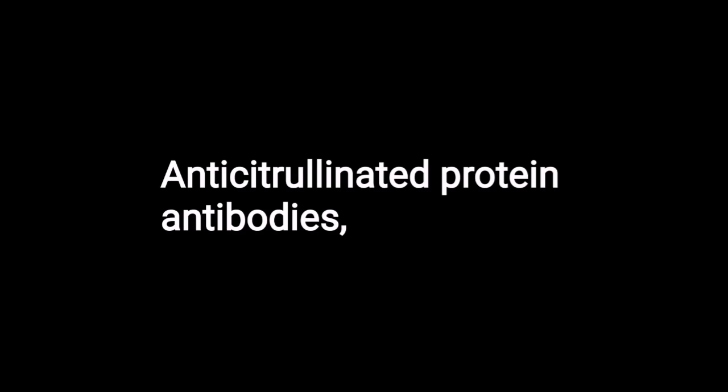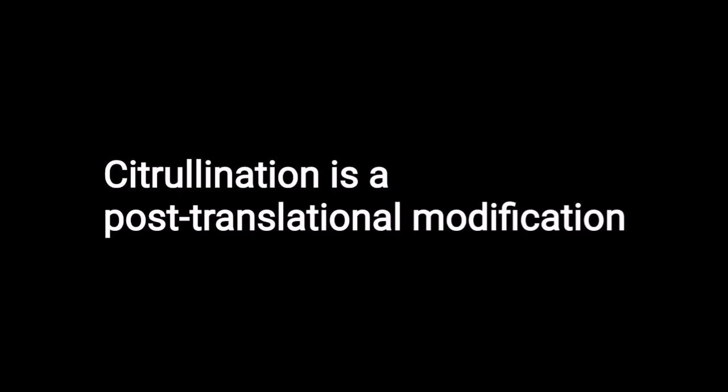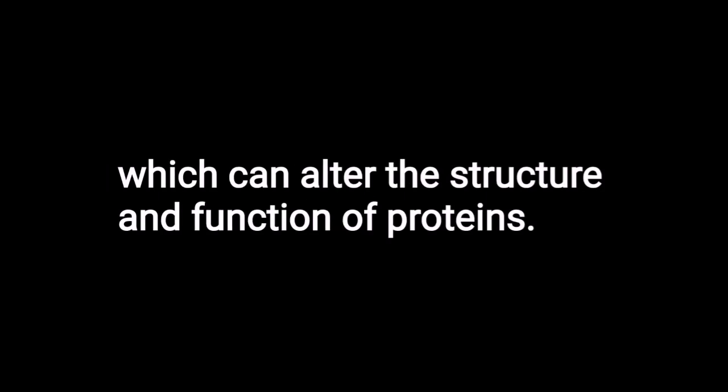Anti-citrullinated protein antibodies, ACPA, are a specific type of autoantibody that the immune system produces against proteins that have undergone a process called citrullination. Citrullination is a post-translational modification where the amino acid arginine is converted to citrulline, which can alter the structure and function of proteins. In rheumatoid arthritis, RA, the presence of these antibodies is a key marker and can help in diagnosing the disease even before clinical symptoms become apparent.